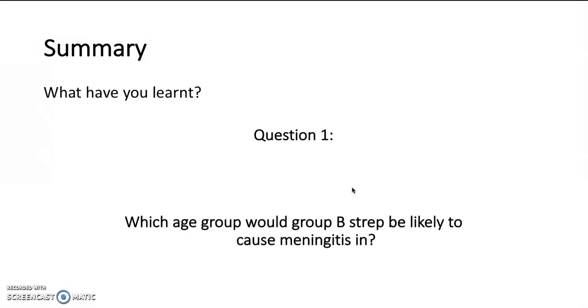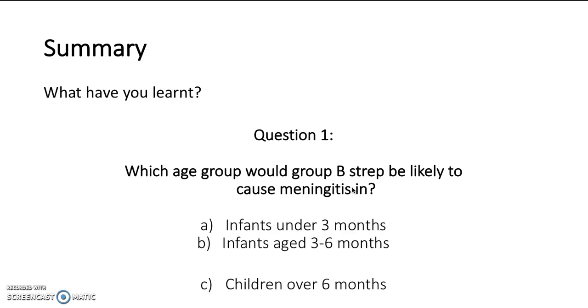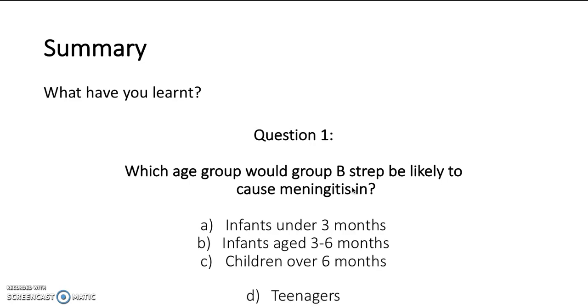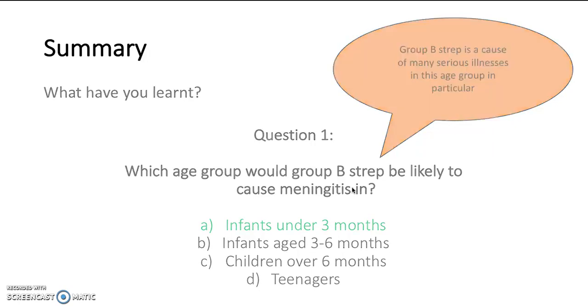So then to finish the meningitis topic, we will go through a few more questions. First of all, which age group would group B strep be likely to cause meningitis in? Is that infants under 3 months, infants between 3 and 6 months, children over 6 months, or teenagers? A clue here is that group B strep causes many serious illnesses in this particular age group. So the answer is infants under 3 months, because group B strep doesn't tend to affect children older than this.